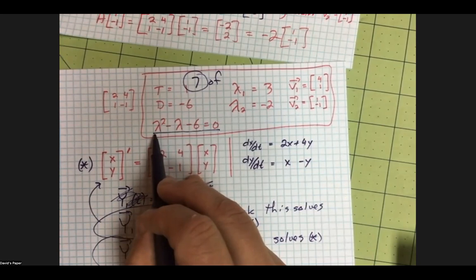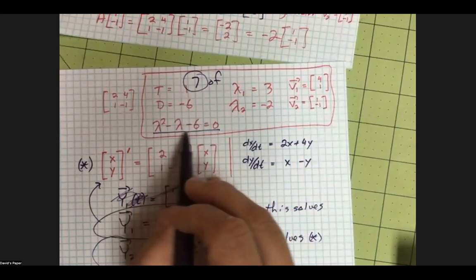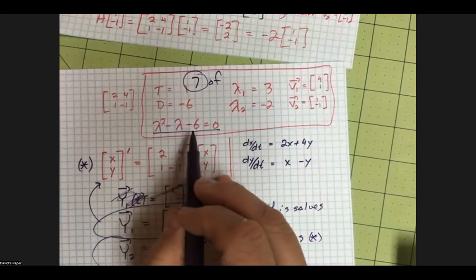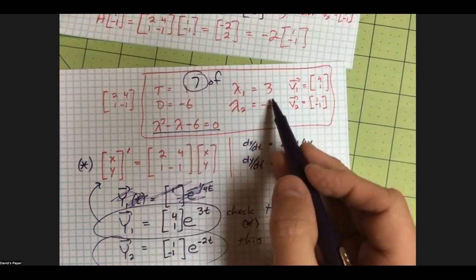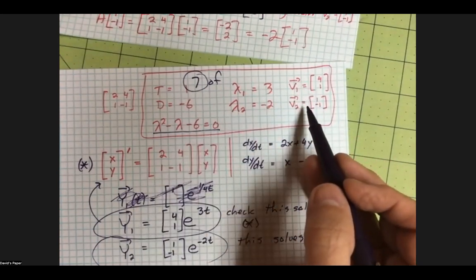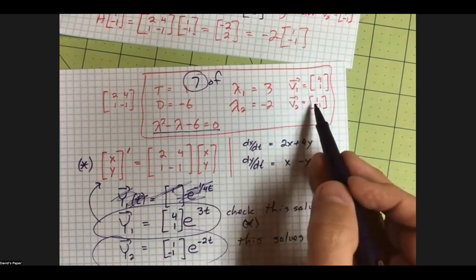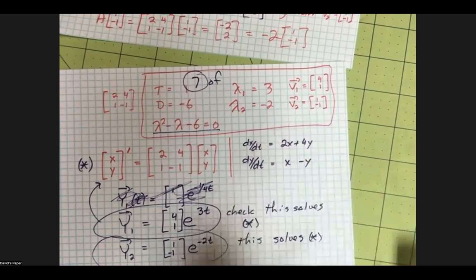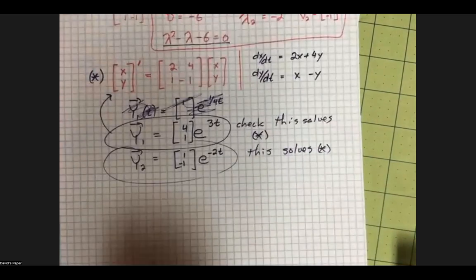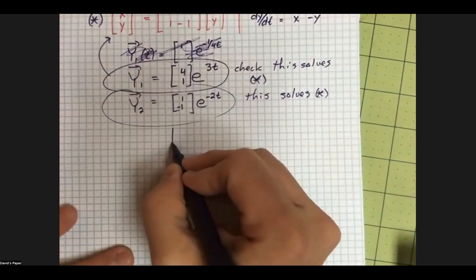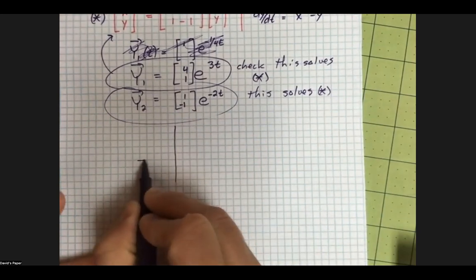Sometimes you get complex numbers for the answer. What would the eigenvalues and eigenvectors look like if these were complex numbers? You know, really, you're going to get multiple cases here, and I'm only showing you the best case scenario.